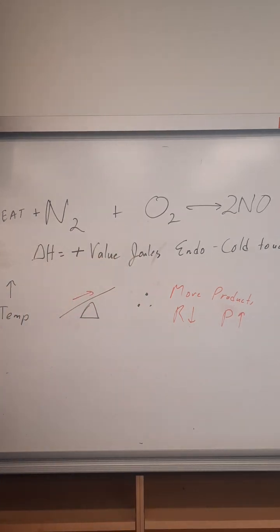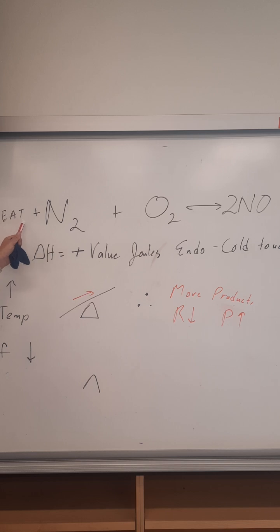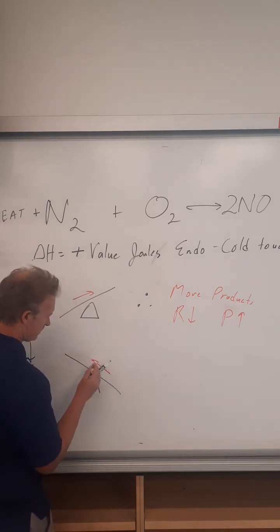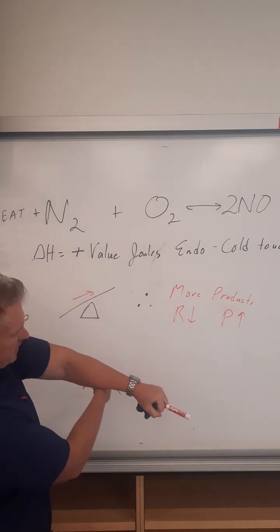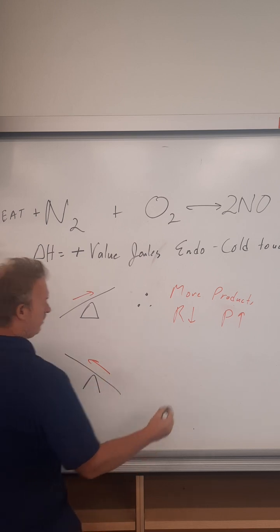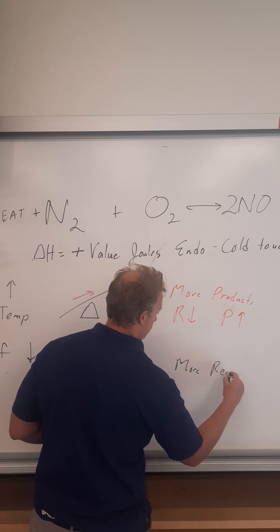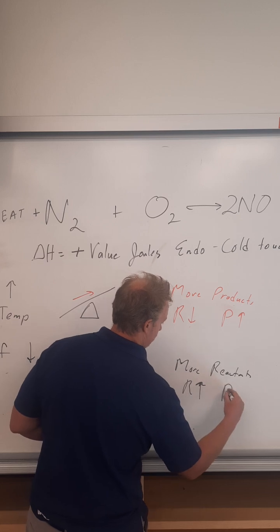If I decrease the temperature, it's equivalent to removing a reactant conceptually. That's what the seesaw is going to look like when a reactant's been removed. The reaction's got to go this way, uphill, to get back to equilibrium. So it's tilted like this and it's got to come back to level. For it to go that way, that means that more reactants will be produced. Reactants are going to go up and products are going to go down.